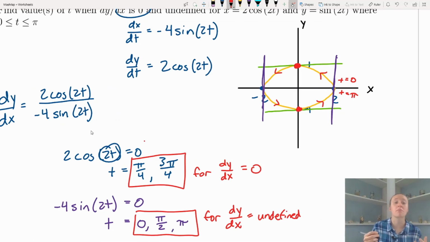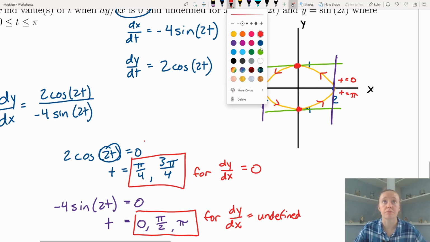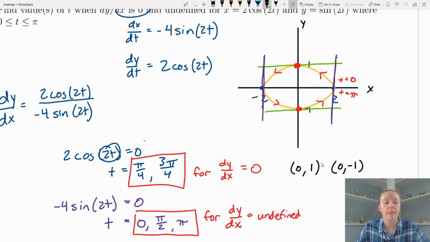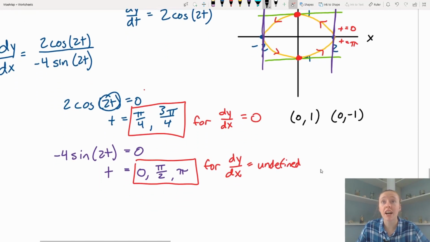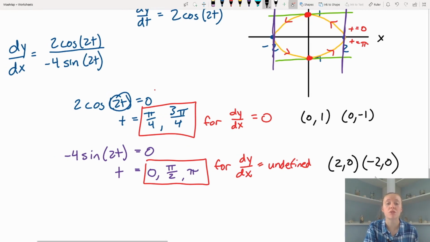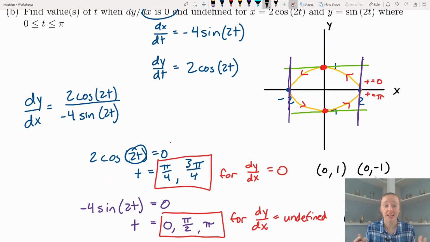And just to help you, if you refer back to this when doing other example problems, I'll write out those xy values as well. So our derivative is 0 when x is 0, so that's 0, 1, and 0, -1. And our derivative is undefined when y is 0, which is 2, 0, and -2, 0. However, our instructions asks for the t values, so that's all that's necessary. And that's how to do derivatives of parametric equations.